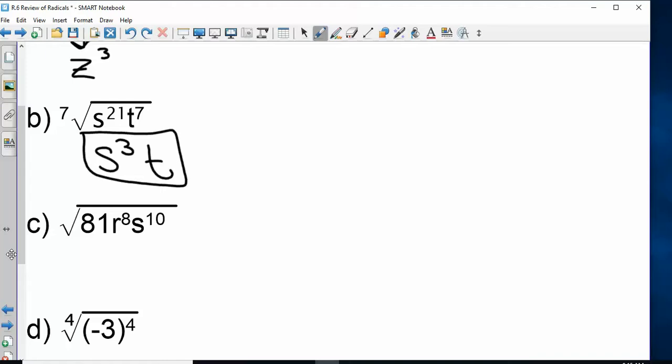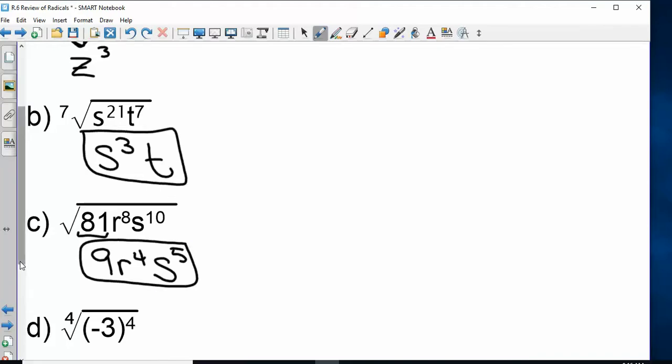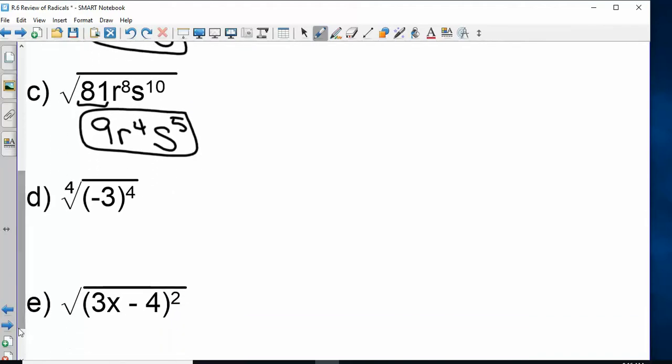Okay, c. Let's focus on just the number first. What is the square root of 81? Okay. R. If you have 8 r's, how many groups of 2 can be formed? 4. If I have 10 s's, how many groups of 2? 5. Let's try a couple more.